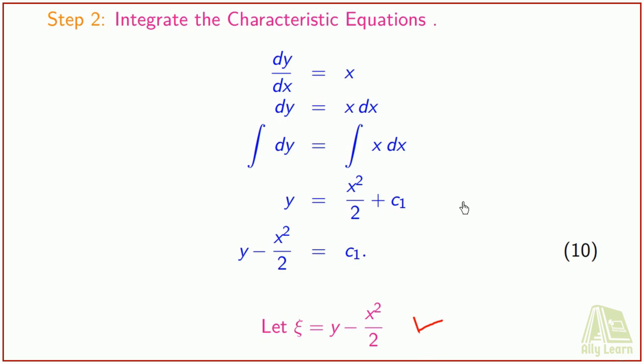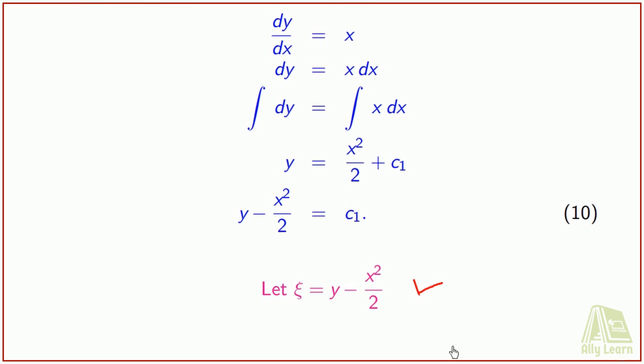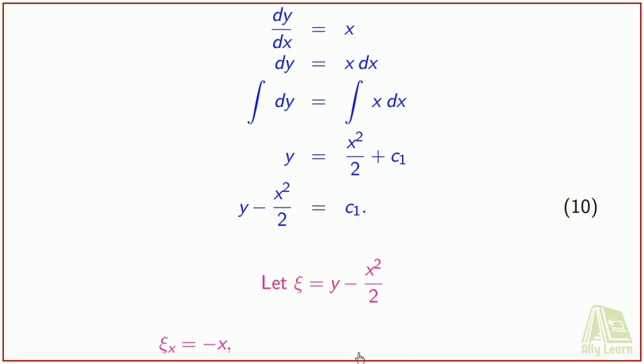So this was my second step, integrating the characteristic equation, and the solution that I get, I will name it xi. Do one more thing over here: calculate the partial derivative of xi with respect to x, the second order partial derivative of xi with respect to x, and the same thing with respect to y also, because we will be needing them in our calculations afterwards. So after denoting xi, just calculate these partial derivatives also.